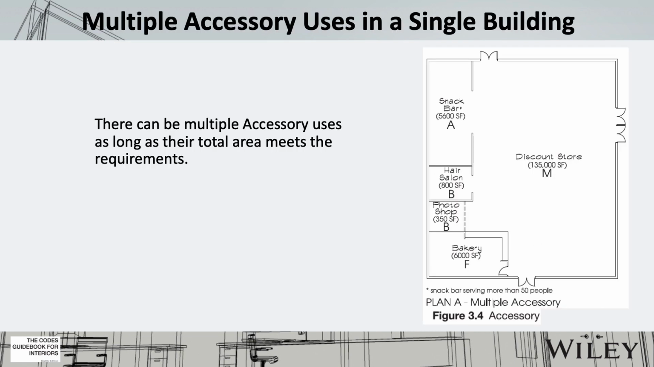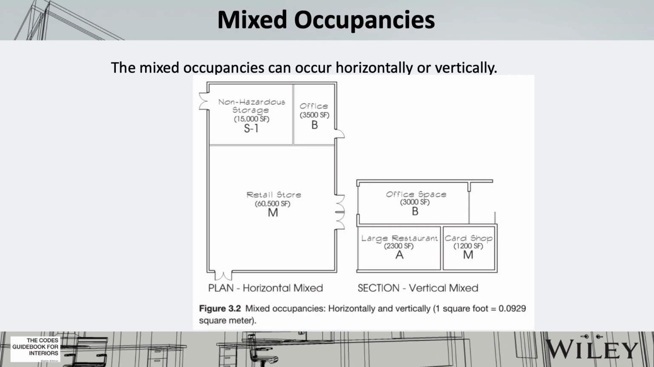This example shows a building that has multiple accessory uses. Think of your local Target store, the main mercantile area, but often they have a Starbucks, a snack bar, a pharmacy, and even now some of them have a store within a store. In this example of mixed occupancies, we might be looking at a shoe store on the left that has a large stockroom in the back as your S1 occupancy classification, and maybe an office or small break room for employees, which would be a B classification, all accessory to the M.